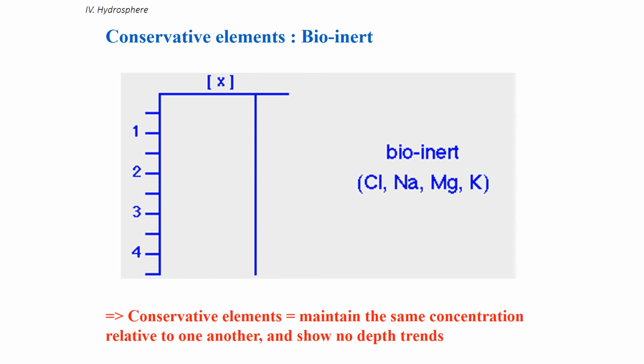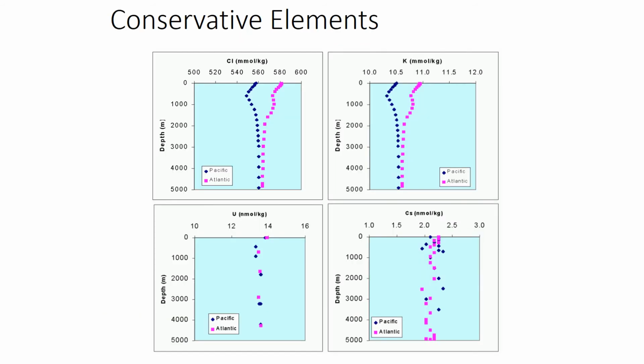Sometimes these are referred to as bioinert. That's not strictly true, in that biology does use some of these elements. It does use magnesium, it does use potassium. But the term bioinert really means that the processes of biology are not acting in such a way as to change the concentrations in the ocean. Biology doesn't use enough of these elements up to change their concentrations in the ocean.